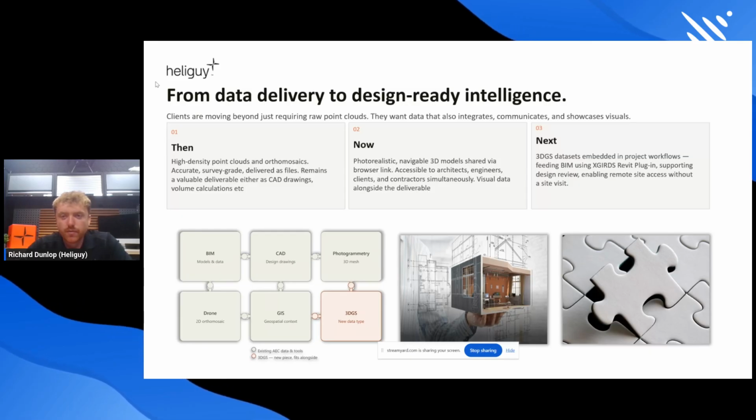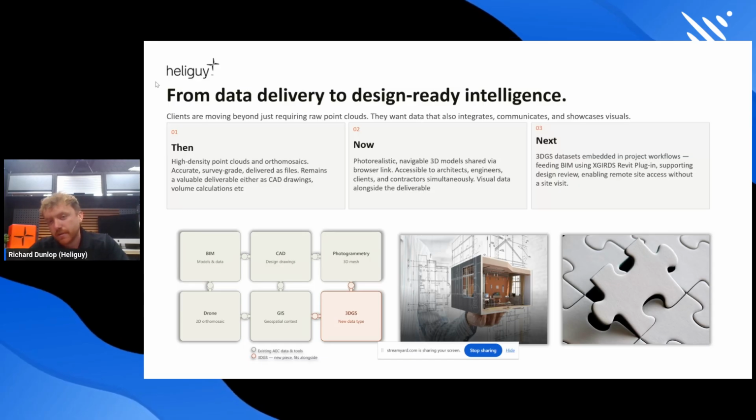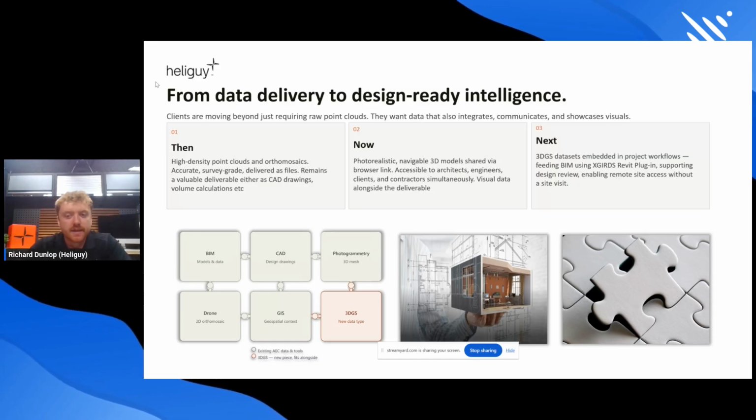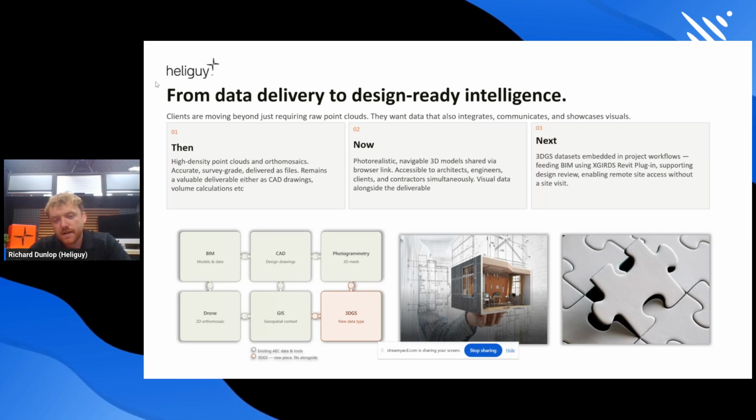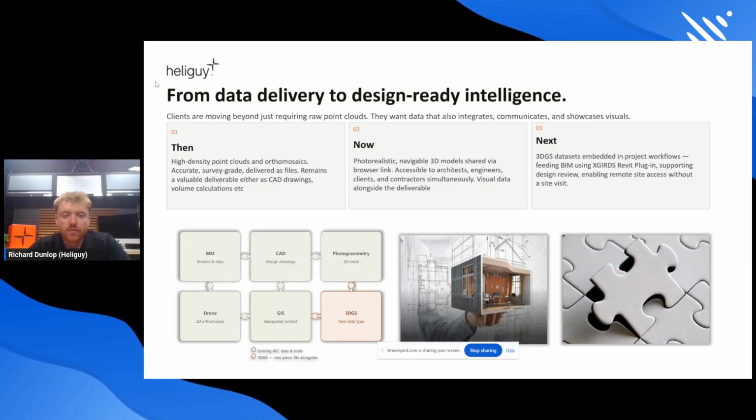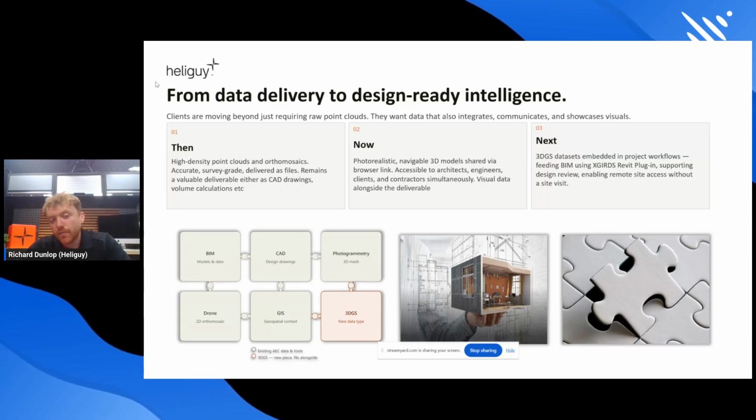With 3DGS, this is now integrating with Revit via the XGRIDS Revit plugin. It enables remote site access without a site visit, and 3D virtual tours. And as more viewers and more platforms start supporting the file types that 3D Gaussian splats produce, it's just going to be more accessible, and it's going to grow. And as I say, what Carlos was doing is a prime example of how it can be furthered with AI in different applications.